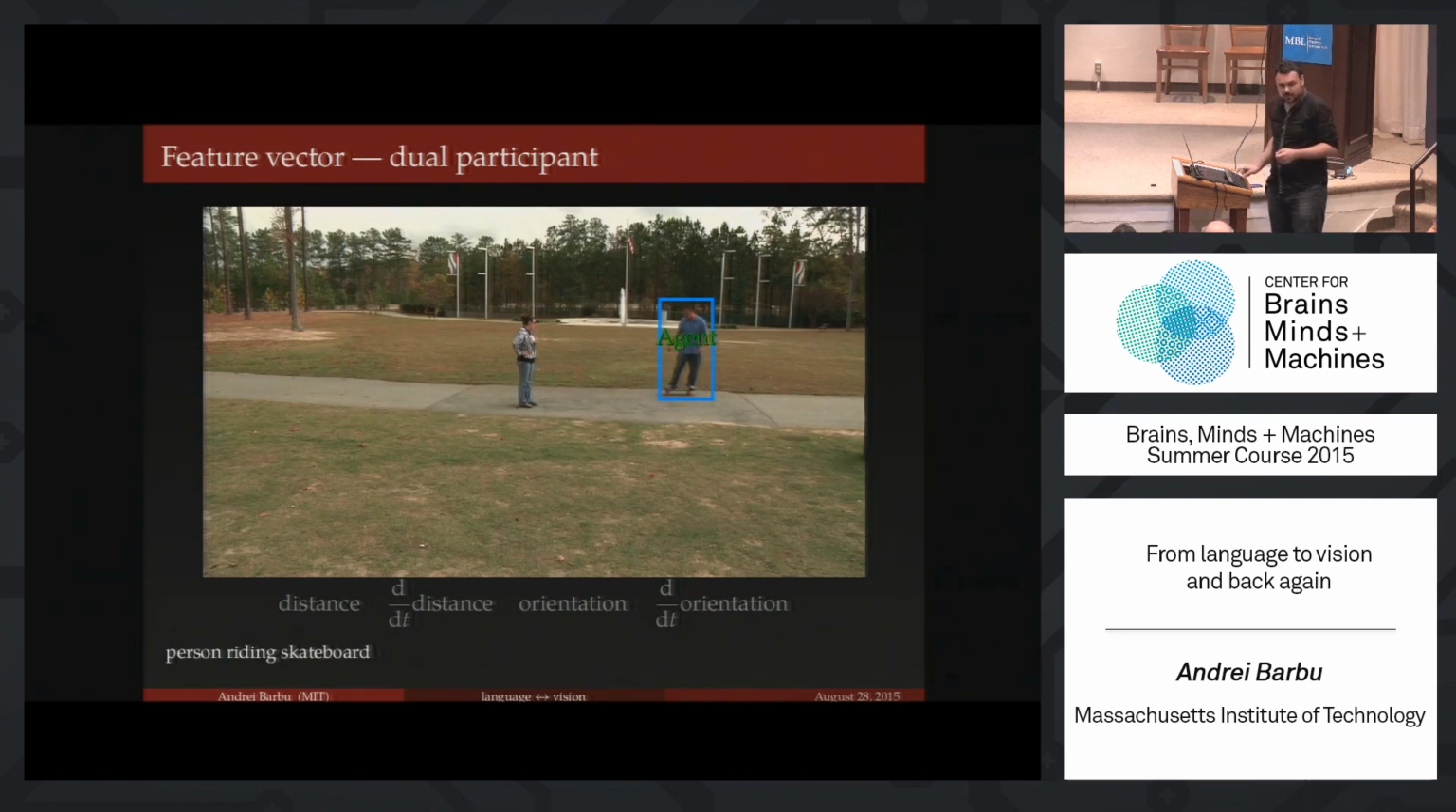If you build a different feature vector, for example, between these two people, you could recognize the person was approaching the other person, or the person was leaving the other person. If you build a feature vector between the skateboard and the other person, you could recognize the skateboard is approaching the person, etc. So depending on which feature vector you build, you can recognize different kinds of actions.